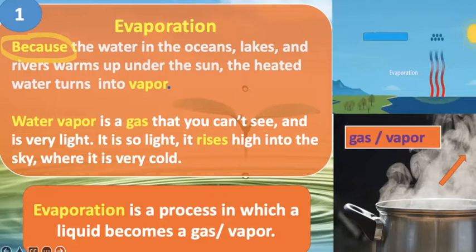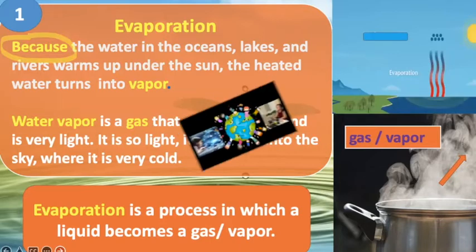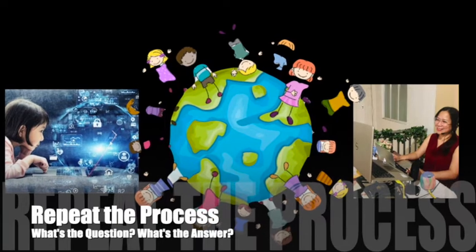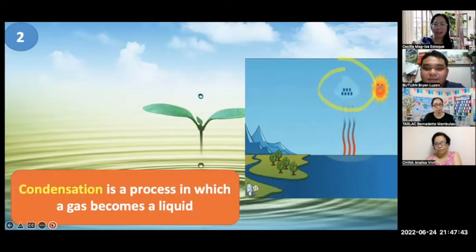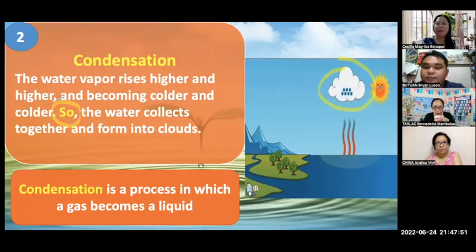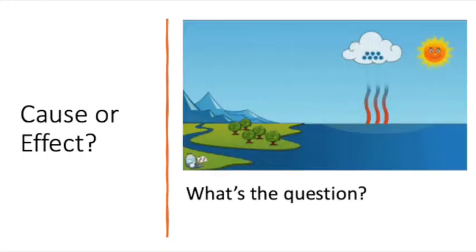Question first, understanding the questions itself, whether it's a cause or effect, and then leading them to answer into more grammatically correct answers. And then okay, so condensation is a process in which a gas becomes a liquid. If I were to ask a question, so what would be the question like? So what's the question? Okay, so what are we looking for? Are we looking for a cause or are we looking for the effect with this statement?